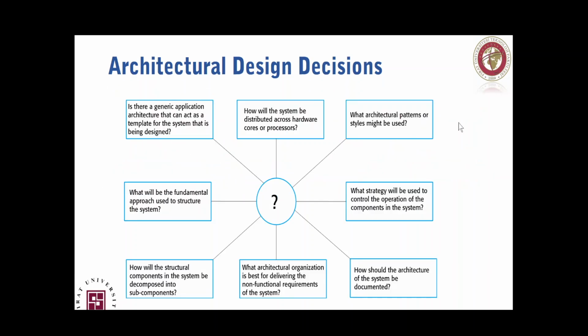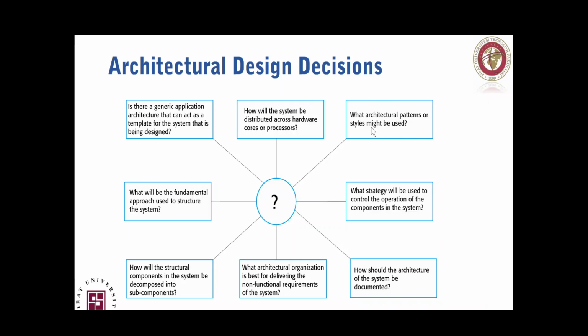Now think about these questions that we may ask. First of all, is there any generic application architecture that can act as a template? If there is any pattern I can use as an architectural design or model, why do I need to create one? If there is one available, we can adapt it. Okay, how will the system be distributed across the hardware, cores, or processes? The essence of the software that we have: is it distributed? Is it layered? Is it a process or transaction type? These things will matter.